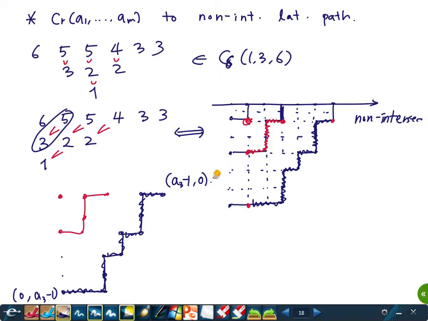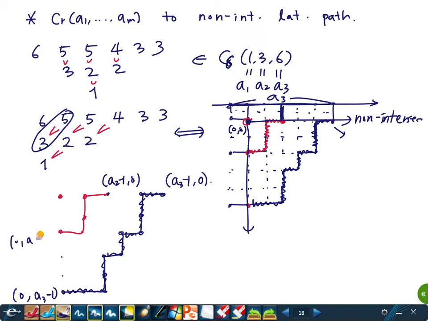Okay, we know this is A1, this is A2, this is A3. So the length here is A3, right? And because we subtract this by 1, this one will be A3 minus 1. We are assuming that this is the origin, increasing this way and this way. So A3 minus 1, 0, this part 0, A3 minus 1. What about this? A2 minus 1, 0, 0, A2 minus 1. This one, A1 minus 1, 0, 0, A1 minus 1. We may have just one dot here if A1 equals 1, but otherwise we will have a real path.